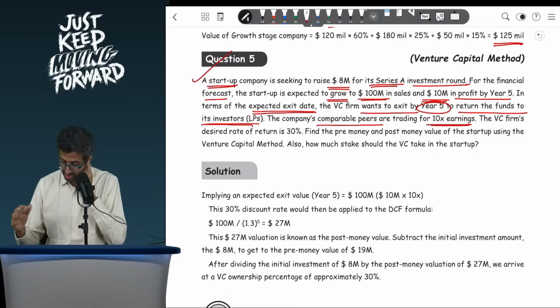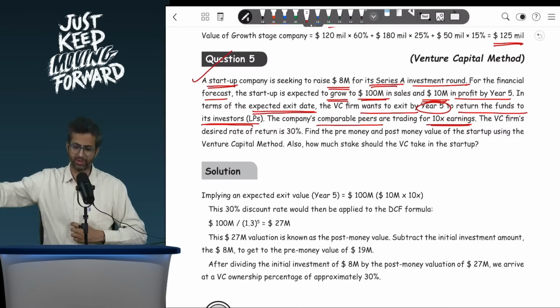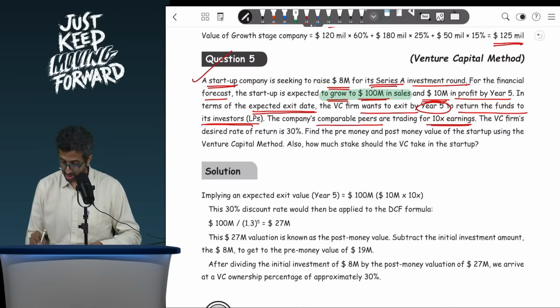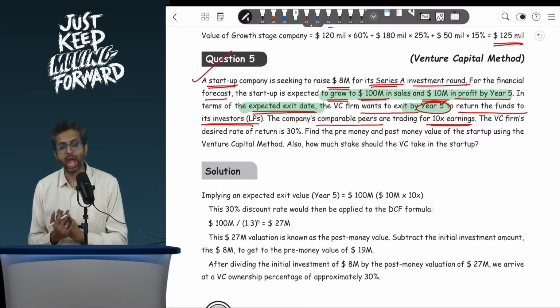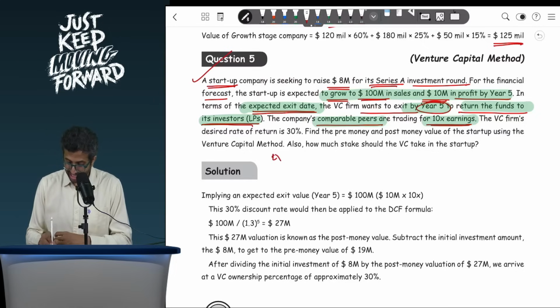So over here, the startup is expected to grow to $100 million in sales and $10 million in profit in year 5. So this is what the expectation is. Again, the exit date for the venture capital fund is identified as year 5, and in year 5, it is likely that the startup will have $100 million in sales and $10 million in profit. VC wants to exit in year 5 to return funds to its investors. The company's comparable peers are trading at 10 times the earnings. So over here, your exit value, ideally, is 10 times the earnings, not 10 times the sales. So $10 million into 10 comes to $100 million exit value at year 5.